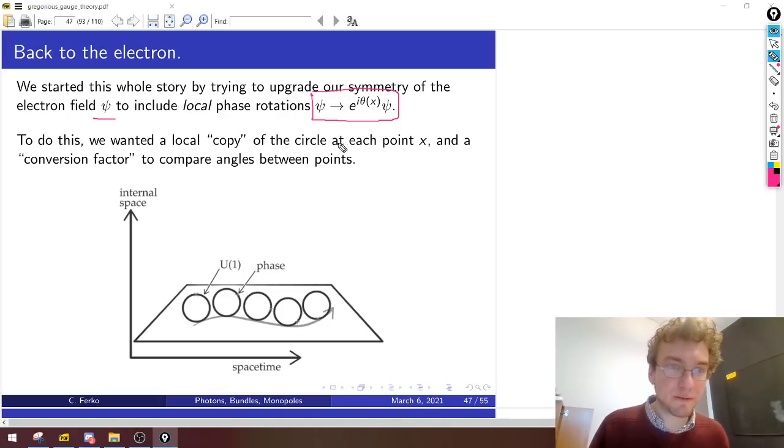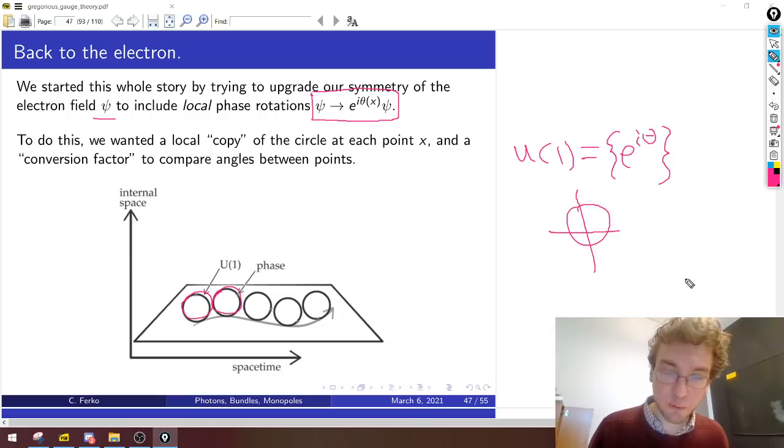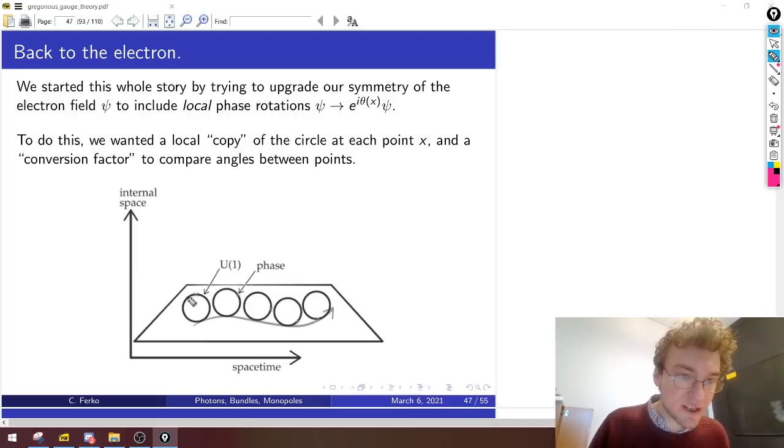Before I said what we roughly want to do is attach a local copy of the circle at each point. And when I say U1, I really just mean the set of all e to the i thetas, the circle thought of as a group of rotations, if you like. That's what U1 is. So all we really do is attach a little U1 circle to each point of spacetime that is measuring how much the electron phase has been locally rotated.